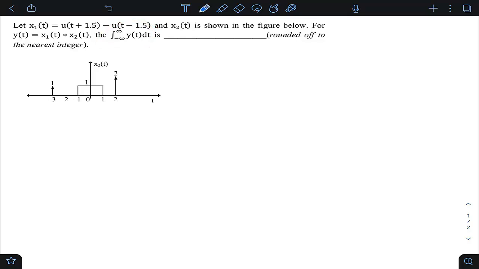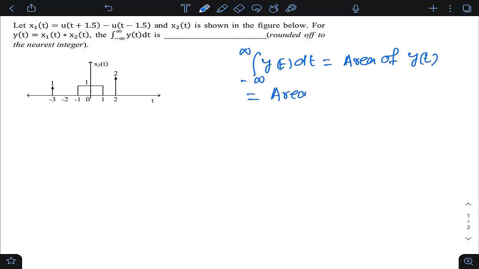Students, this is common sense. Asking for the value of this integration is equivalent to asking for the area of yt, because integration always gives the area under the curve. So what is this yt? yt is given as x1t convolved with x2t. So we need the area of x1t convolved with x2t.